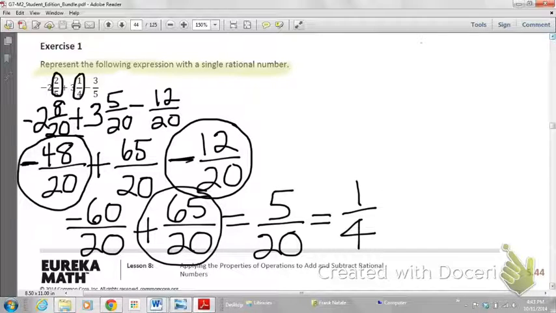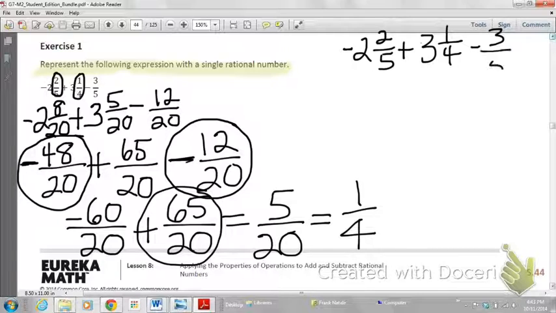Now here's another way, and another way we're going to try to emphasize is that you look for something a little bit sooner in the operation. I'm just going to rewrite the problem here: negative 2 2/5 plus 3 1/4 minus 3/5. Now we are going to apply something called the commutative property.